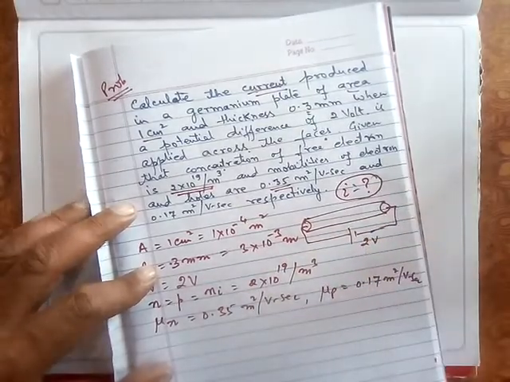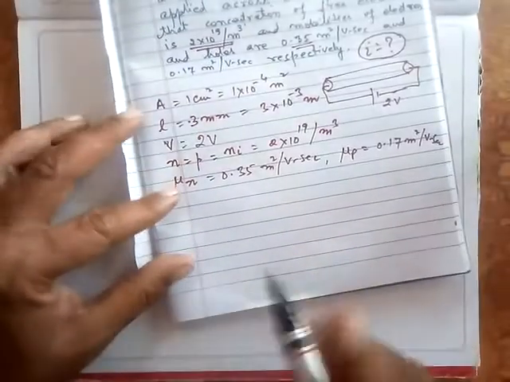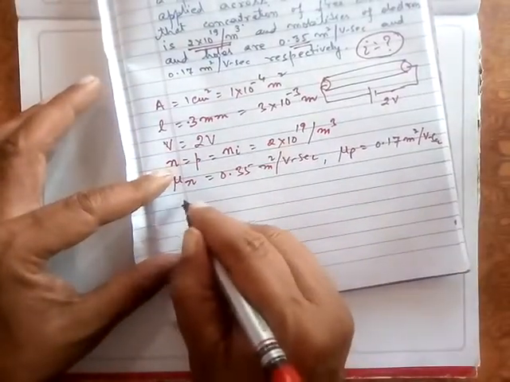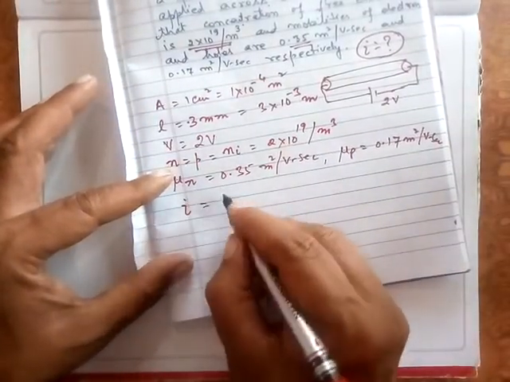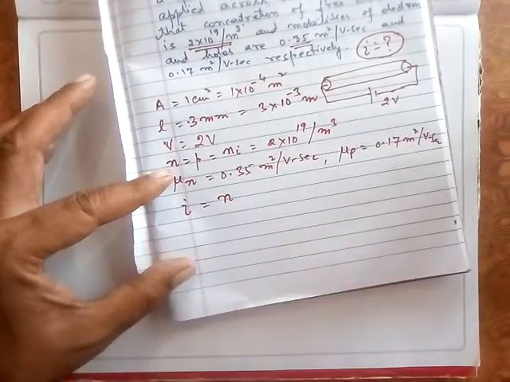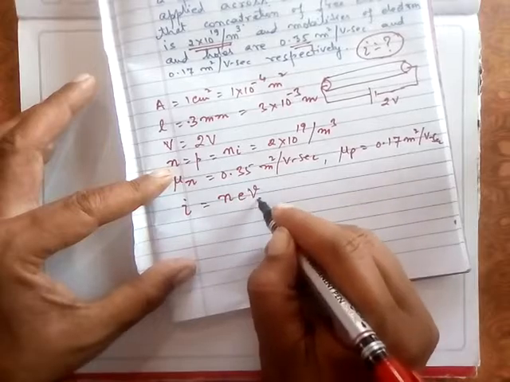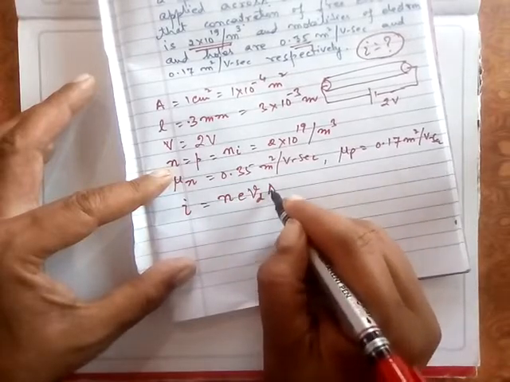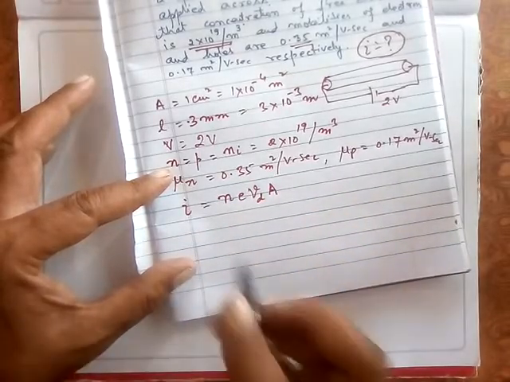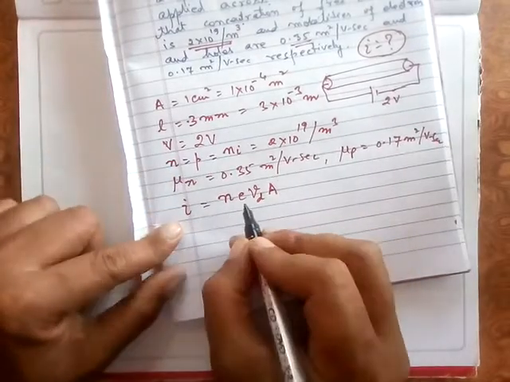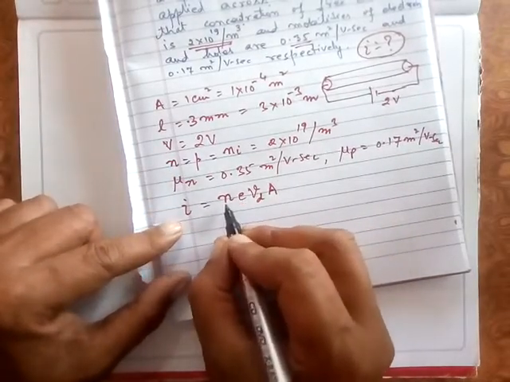Now for a conductor, if you remember, I told you that this I for a conductor is equal to N E into Vd, where Vd is the drift velocity, and this factor into A. This we derived while deriving the value of conductivity. If you go into the previous lecture, you'll find it. It is equal to this much.